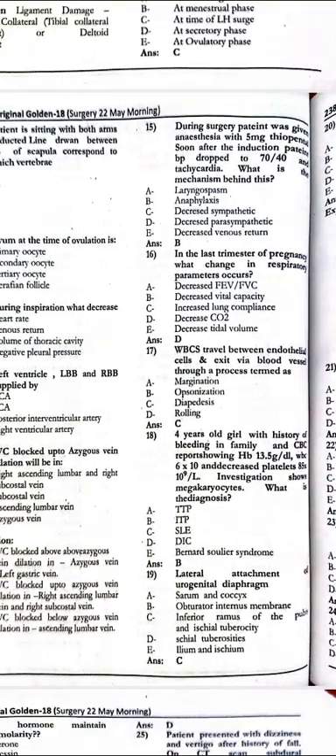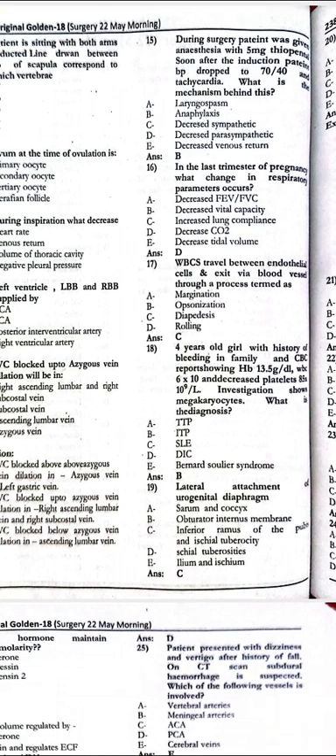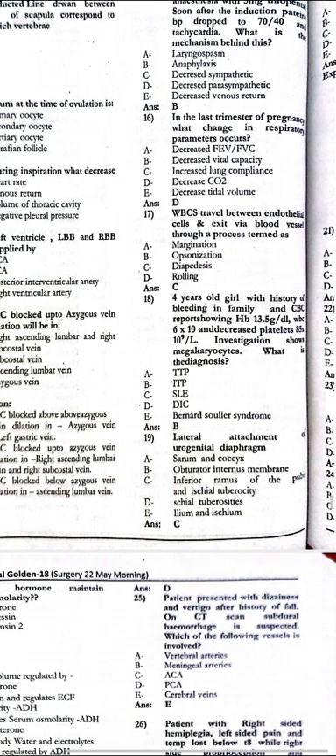Next, during surgery, the patient was given anesthesia with 5 mg thiopental. Soon after induction, the patient's BP drops and there is tachycardia. The mechanism behind this is anaphylaxis. In the last trimester of pregnancy, what change in respiratory parameters occurs? There is a decreased carbon dioxide. White blood cells travel between the endothelial cells and exit via the blood vessels through a process known as diapedesis.